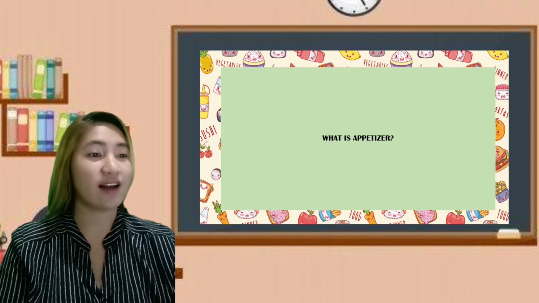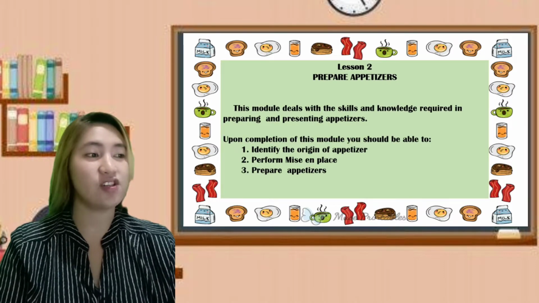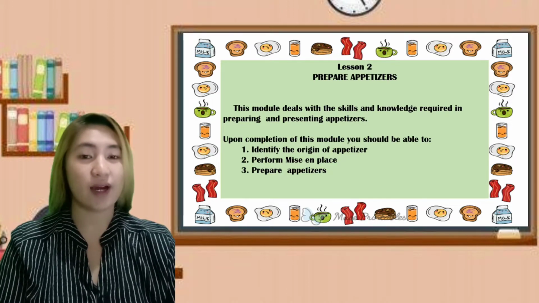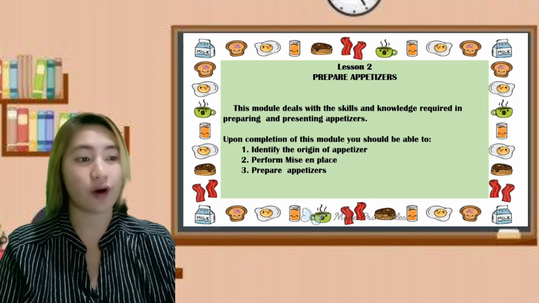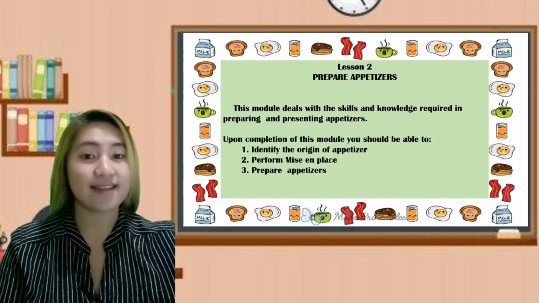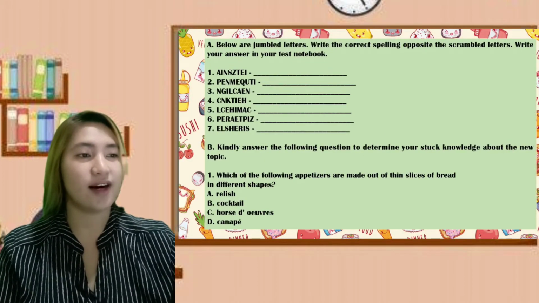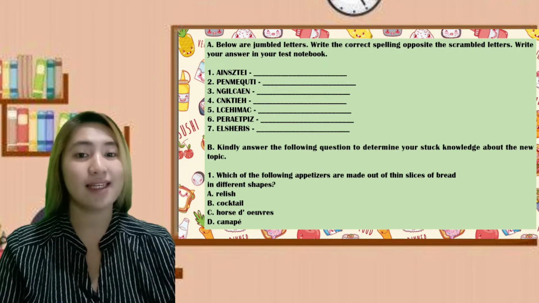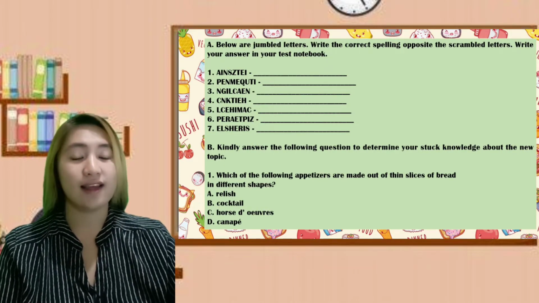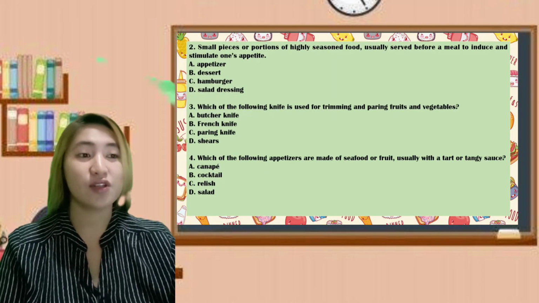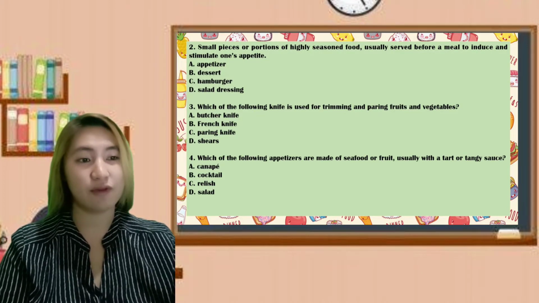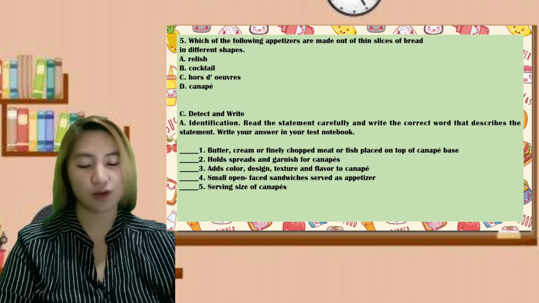Okay, prepare appetizer. This module deals with the skills and knowledge required in preparing and presenting appetizer. Upon completion of this module, you should be able to identify the origin of appetizer, perform mise en place, and prepare appetizers. So, I have here 3 tests. Since tayo ay naka-online, kuha lang kayo ng malinis na papel, typewriting, or anything na available sa inyo na pwede nyong sulatan. Then, write your answer and at the end of this lesson, checkan natin yung mga questions na to. Titingnan natin kung ilan ba yung natama nyo. So, I'll give you, I think, 15 minutes since ito naman ay 15 questions lang. So, your 15 minutes starts now.